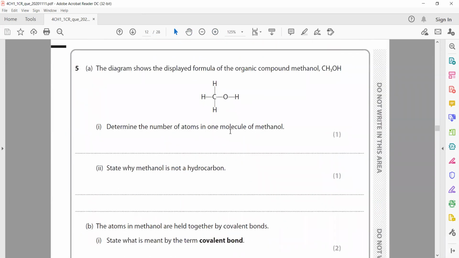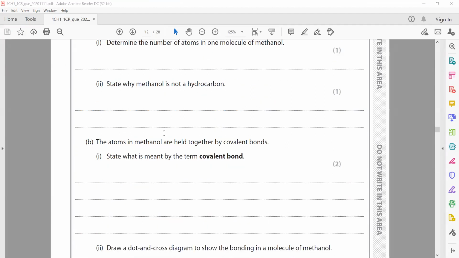The diagram shows the displayed formula of the organic compound methanol. Determine the number of atoms in one molecule of methanol. So you just count 1, 2, 3, 4, 5, 6. Why is methanol not a hydrocarbon? Because it contains oxygen as well.